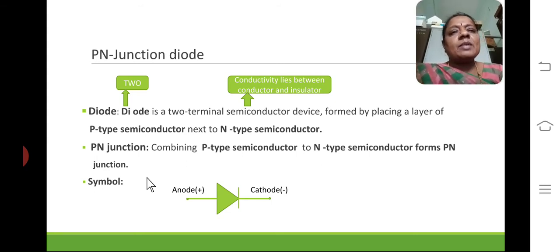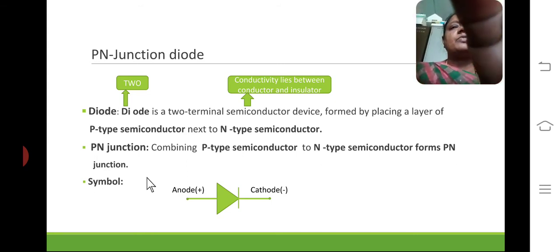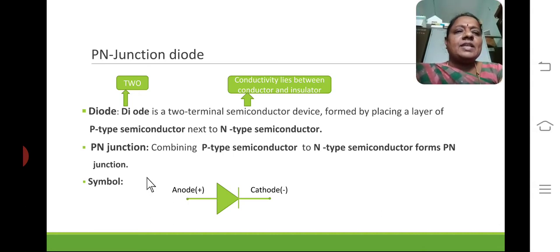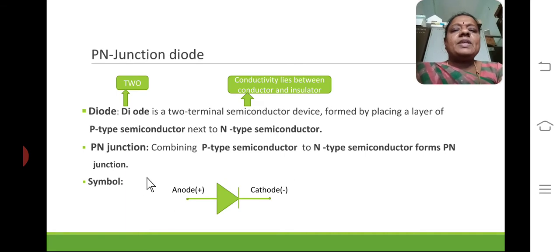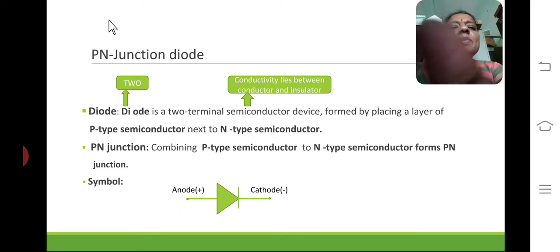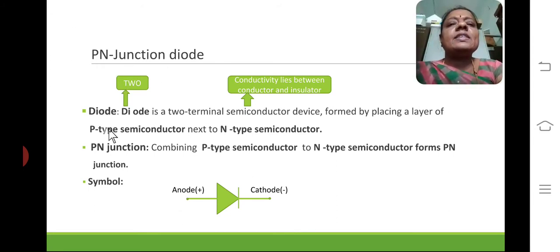Today I am going to explain first what we mean by the PN junction diode. Before going to study this PN junction diode in detail, first let us know what a diode is.